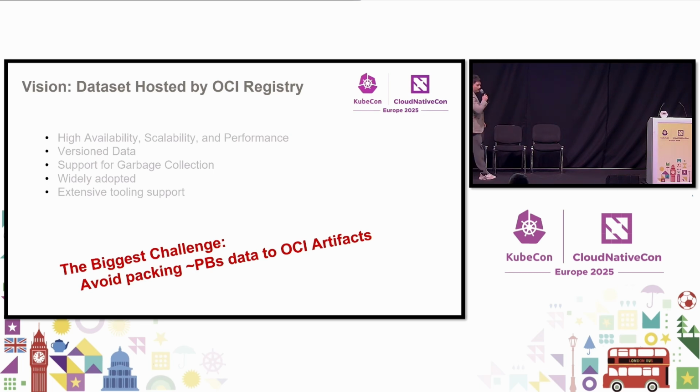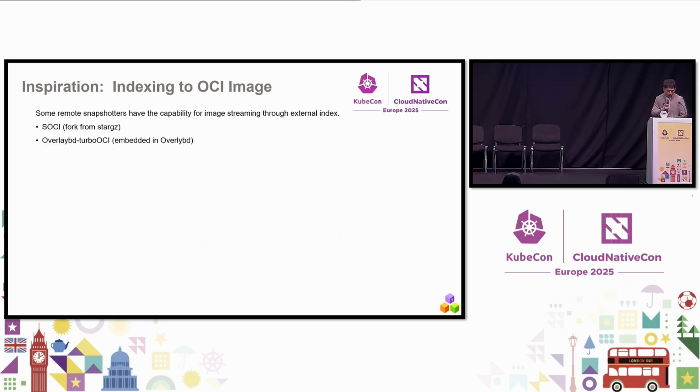Okay, thanks Esteban for his speech. Now I will show you how to solve the problem raised earlier. The inspiration for this came from the indexing to OCI image. The community already has some solutions where a remote snapshotter can create a mount point for streaming by external indexes and without repackaging the image, such as the Seekable OCI, SOCI, and Overlay BD.